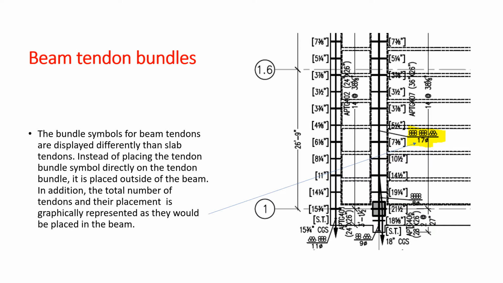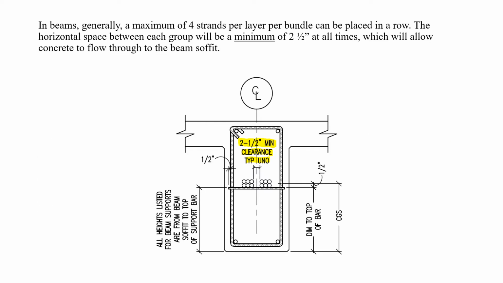Instead of placing the tendon bundle symbol directly on the tendon bundle, it is placed outside of the beam. In addition, the total number of tendons and their placement is graphically represented as they would be placed in the beam. In beams, generally, a maximum of 4 strands per layer per bundle can be placed in a row. The horizontal space between each group will be a minimum of 2.5 inches at all times, which will allow concrete to flow through to the beam soffit.